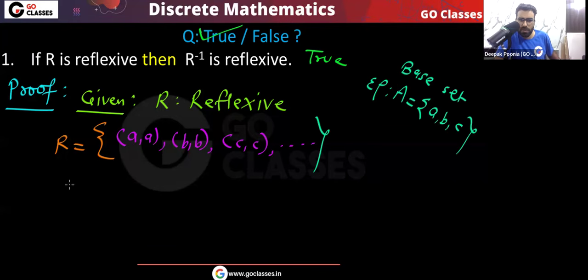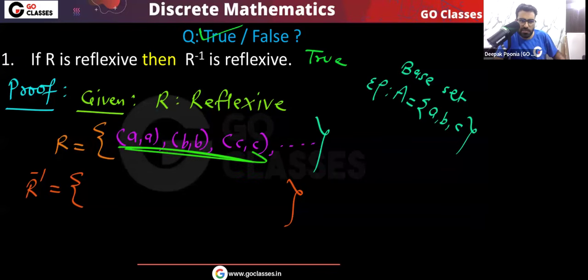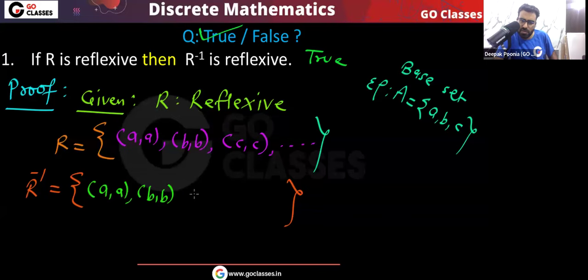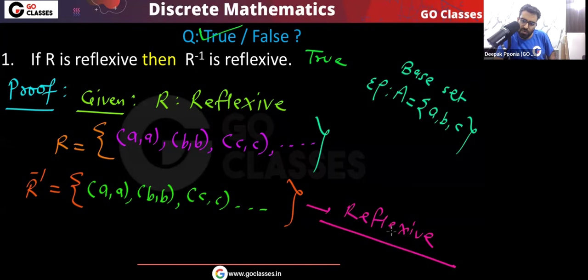Now tell me, what about R inverse? For R inverse, you will just swap the elements in every ordered pair. So if I swap the elements in every ordered pair, then you can see these reflexive pairs will remain as reflexive pairs. Yes or no? So you can see again we got a reflexive relation. So this R inverse is also reflexive. Very simple. So this statement is true. If relation R is reflexive, then its inverse will also be reflexive.